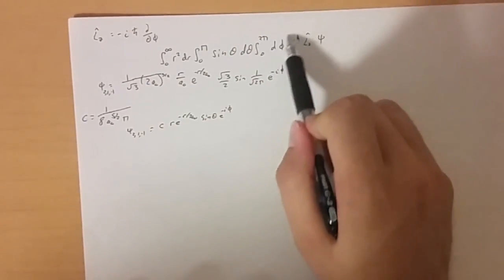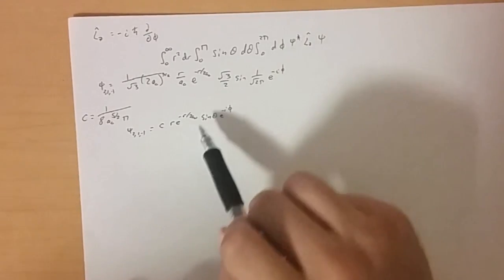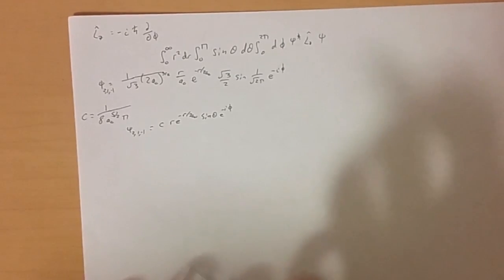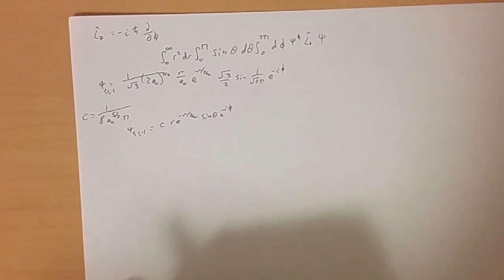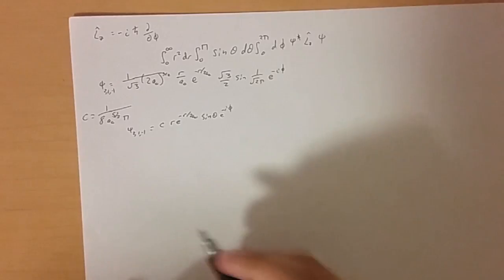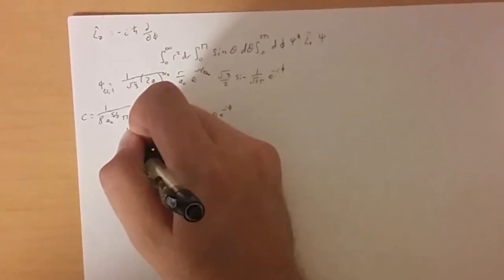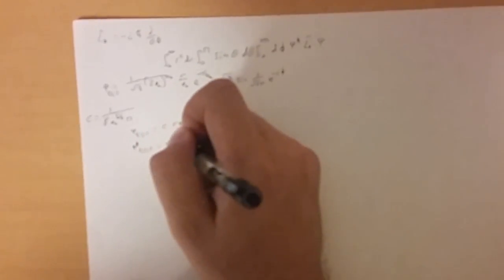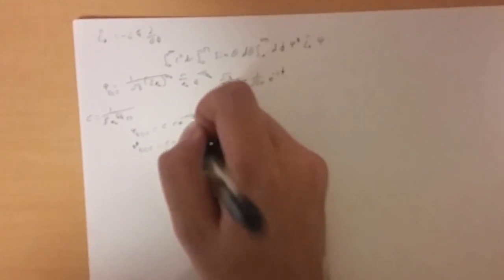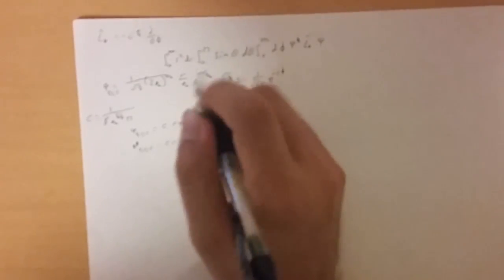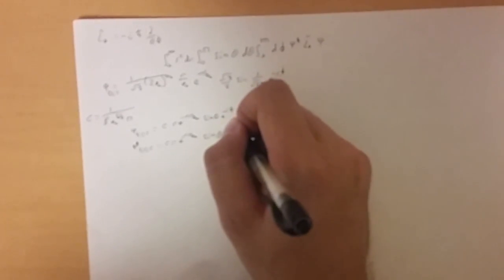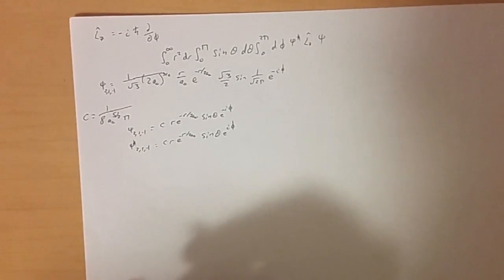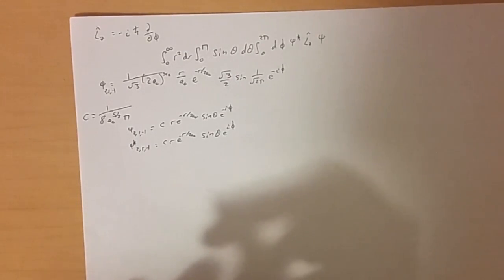You also notice that there's this complex conjugate of our psi, which is our wave function. The complex conjugate basically means that you take all of the i's and turn them into negative i's, and you take all the negative i's and turn them into i's. So the complex conjugate of this is going to be C r e to the negative r over 2 a naught sine theta e to the i phi. So yeah, it's really simple, but that's sort of an important point.